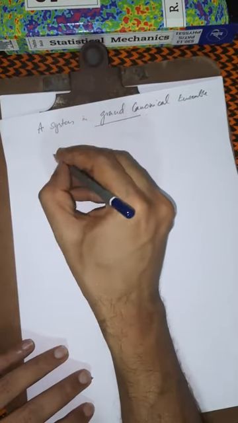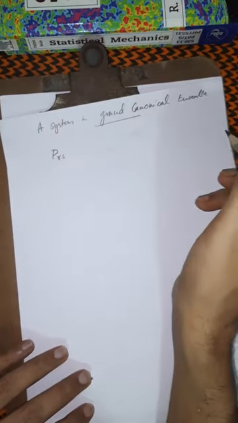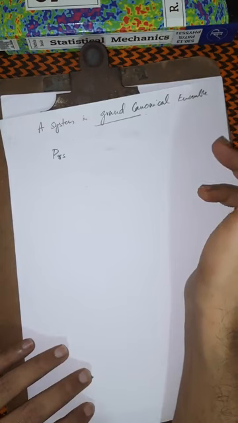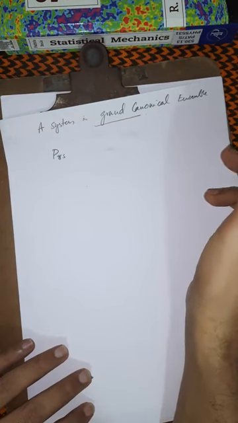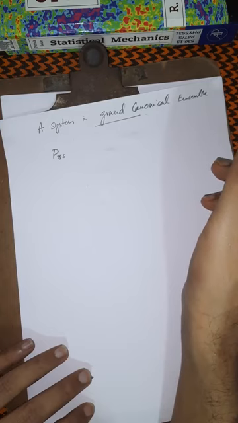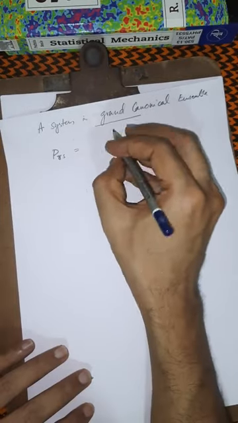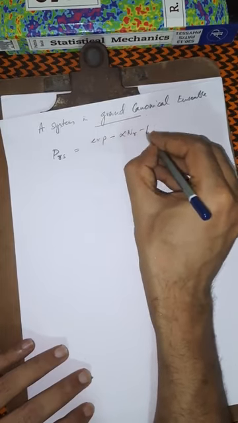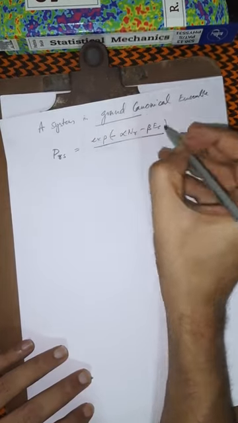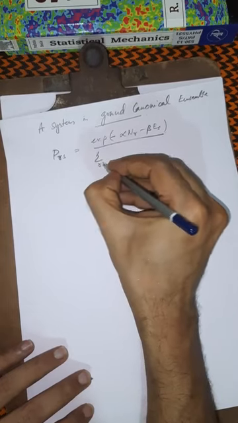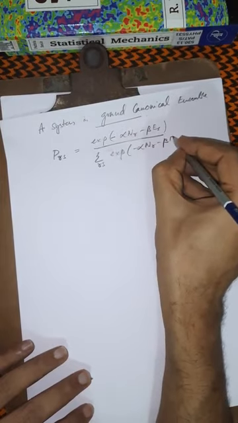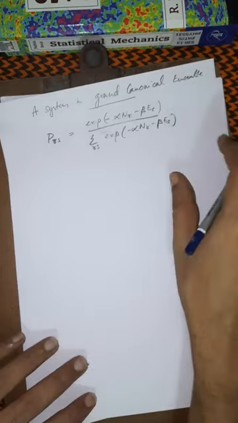So till now we know the expression for PRS. PRS is the probability for an element within an ensemble to have an energy ES and number of particles NR. The expression which we wrote was PRS is equal to exponential minus alpha NR minus beta ES divided by the sum over RS of exponential minus alpha NR minus beta ES. So we learned up to that point.